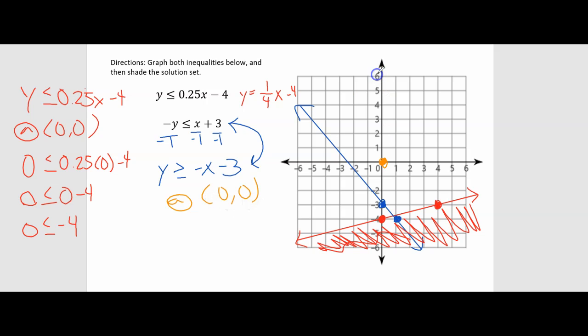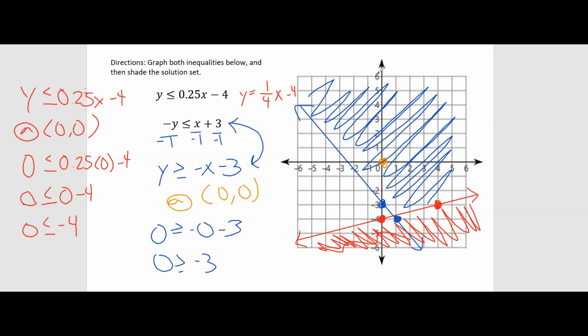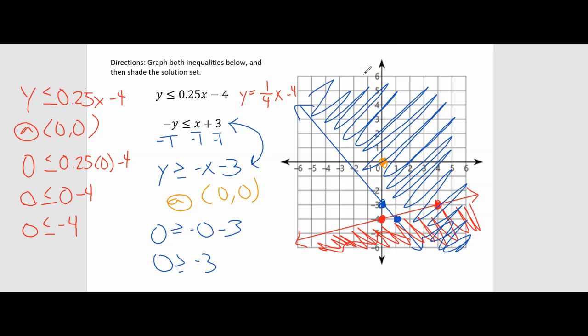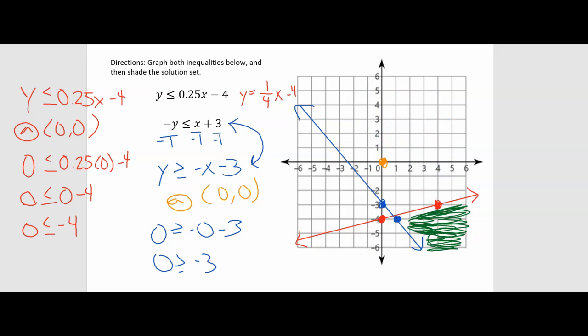So again, testing at 0, 0. You get 0 is greater than or equal to negative 3, which is a true statement. So I am going to shade on that side of the blue boundary line. And we can see that our overlap occurs in this bottom right section. We'll get rid of all the other stuff. So the green section, again, is the section where all the points in there would work for both inequalities.